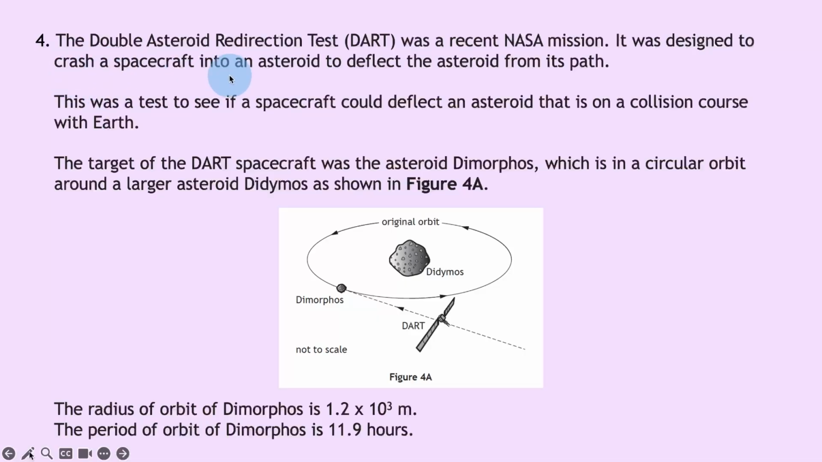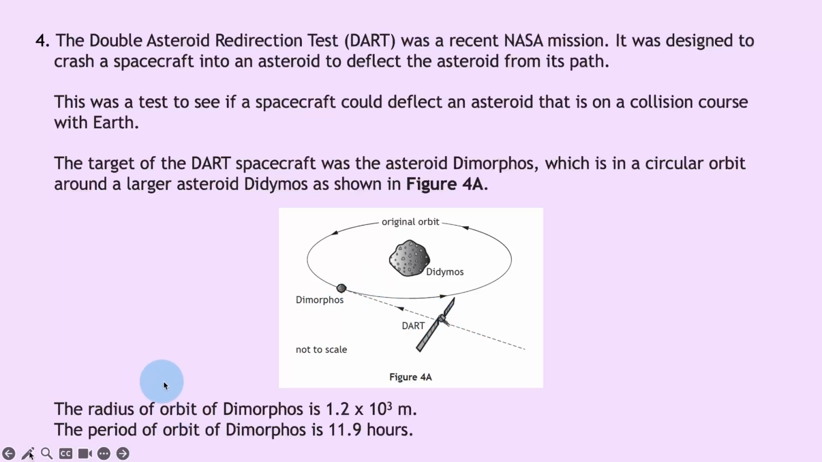Question 4 says the Double Asteroid Redirection Test, DART, was a recent NASA mission. It was designed to crash a spacecraft into an asteroid to deflect the asteroid from its path. This was a test to see if a spacecraft could deflect an asteroid that is on a collision course with Earth. The target of the DART spacecraft was the asteroid Dimorphos, which is in a circular orbit around a larger asteroid Didymos as shown in figure 4a. So there's the larger asteroid Didymos and the smaller asteroid Dimorphos which is orbiting around it. And then we've got the DART spacecraft heading towards Dimorphos.